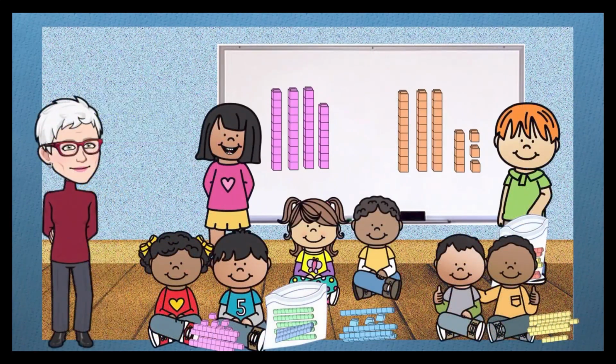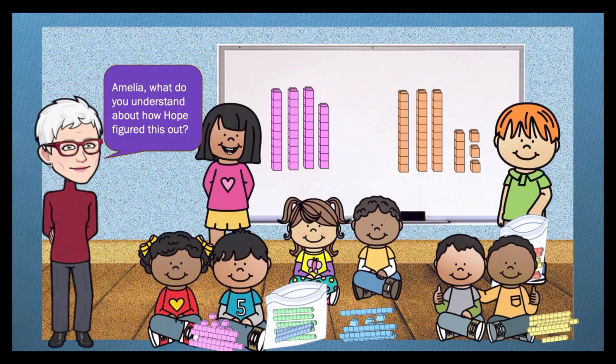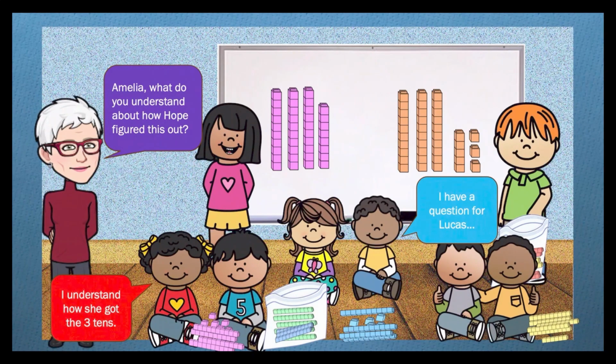In the discussion of this task, the teacher will ensure that children make sense of Hope's solution and of Lucas's solution. Questions such as, Amelia, what do you understand about how Hope figured this out? Or how Lucas figured this out? Are useful because such questions will get others involved in the conversation. These others describe the solutions in their own words or ask questions if they want further clarification. And that brings even more children into the conversation as still others explain what they do or do not understand.